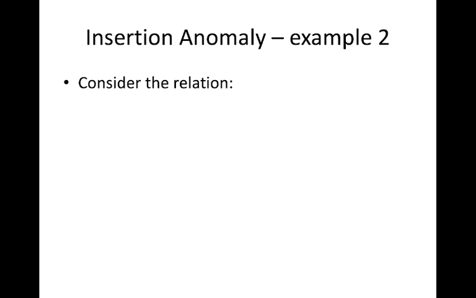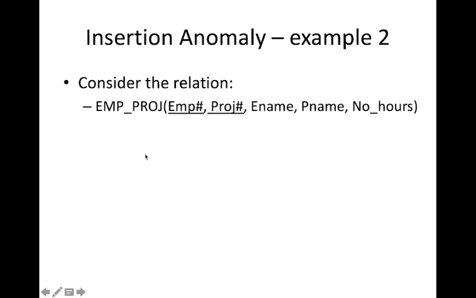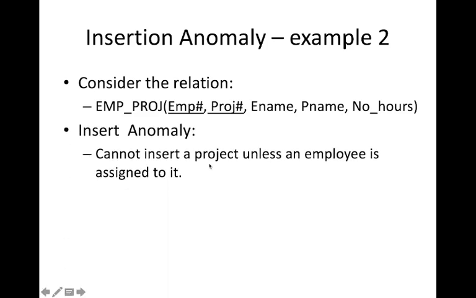Another example of insertion anomaly: suppose we have a table like EMP_PROJECT, where the employee number and the project number combination is the primary key of this table, and these are the other attributes: E name, P name and number of hours. So the insertion anomaly occurs. We cannot insert a project unless an employee is assigned to it. If you have a new project in this company, it cannot be inserted into this table because this combination is the primary key. So if you want to enter a project, then an employee should also be entered. Then only can we enter that.